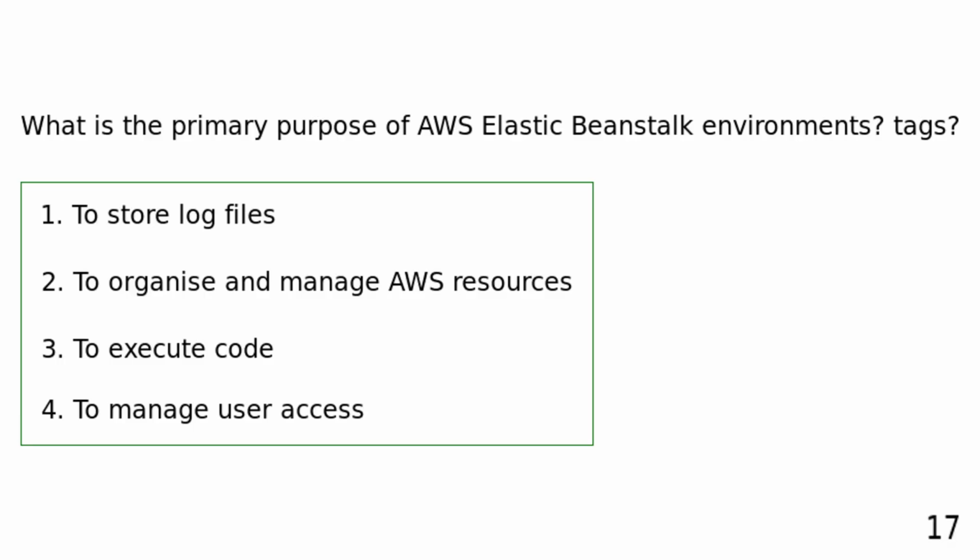What is the primary purpose of AWS Elastic Beanstalk environments? Tags? To store log files. To organize and manage AWS resources. To execute code. To manage user access.